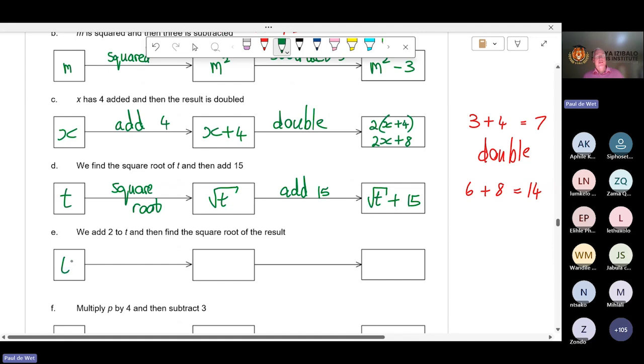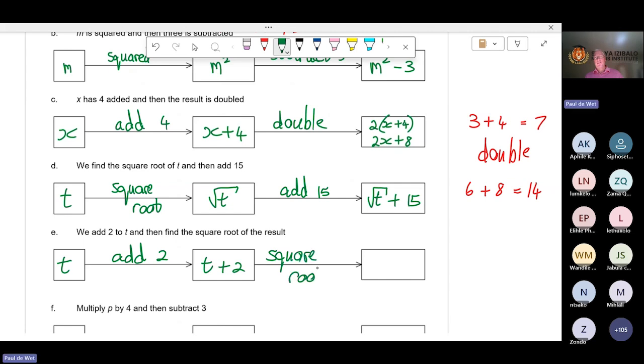We add 2 to T. Okay, now guys, when you add 2 to T, the answer is just T plus 2. Okay? You cannot say 2T. 2T means something else. 2T means 2 times T. And then we find the square root of the result. So we're now going to square root that. So it's going to be the square root of T plus 2.